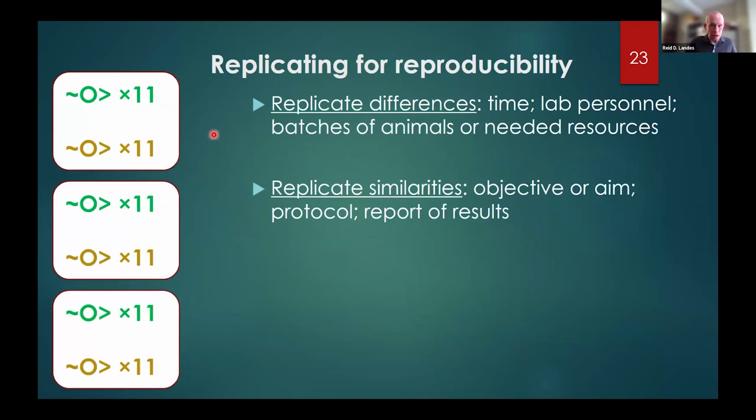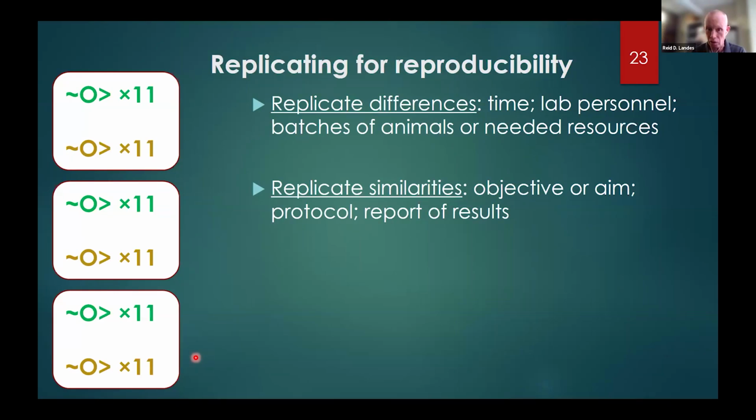These replicates, yeah, they're going to be different. They're different in time. And it's possible that the lab personnel change. You get new grad students or new lab personnel coming in and out. The batches of animals will be different. The resources, the reagents and things that you use, it might be different batches. Things to think about, right? They're going to differ, but that's okay. In fact, those differences give the experiment some external validity.